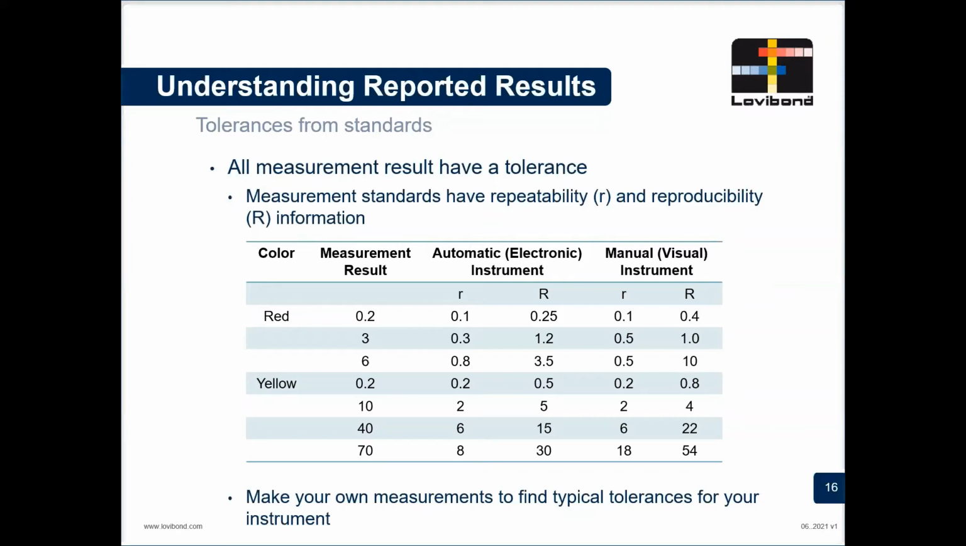And then similarly, if we look at the yellow measurement, we're going to find that our repeatability goes up from around 0.2 level, to 2 at 10, to 6 at 40, to 8 at 70. So we're now starting to get some quite big numbers as we go up the scale. But I remind you again of the logarithmic effect of the way the scales work. As we go up, we would expect to see bigger variation in our results because the resolution is less.